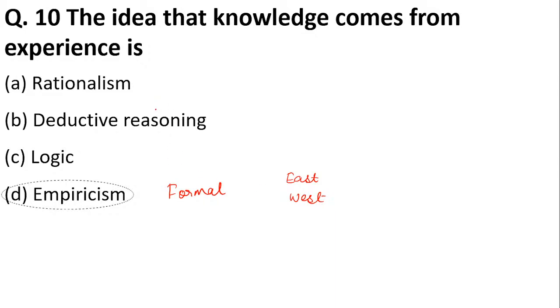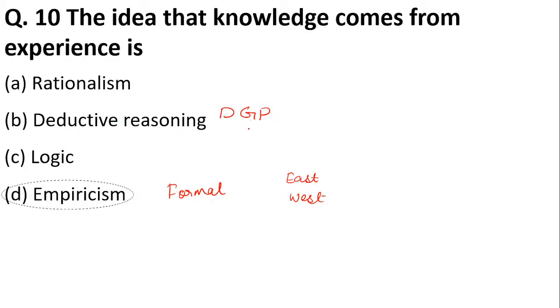It is not rationalism, deductive reasoning. Whenever you see the word deductive reasoning, you have to remember this DGP. Okay, what is DGP? DGP means general to particular. Okay, all men are mortal. Socrates is a man. That means Socrates is mortal. So that is deductive reasoning.